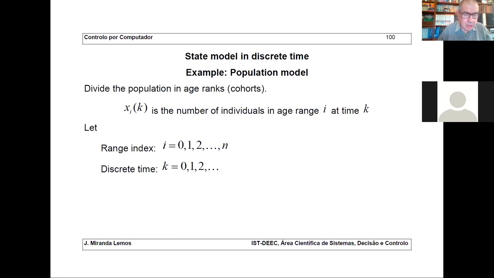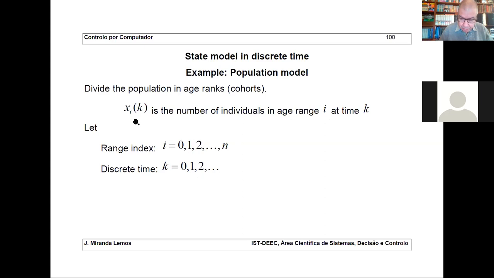And you can consider brand new machines, okay? So 0 years old, they are in the first year. Then machines that have completed 1 year, machines that have completed 2 years and so on. So we have a vector that depends on time, okay? And this vector has entries, and entry i that I represent as x_i is the number of individuals in age range i at time k, okay? So i is 0, 1, 2 up to some maximum value N, and the discrete time k is 0, 1, 2 and so on, okay? So what equation can I write for this variable x_i?